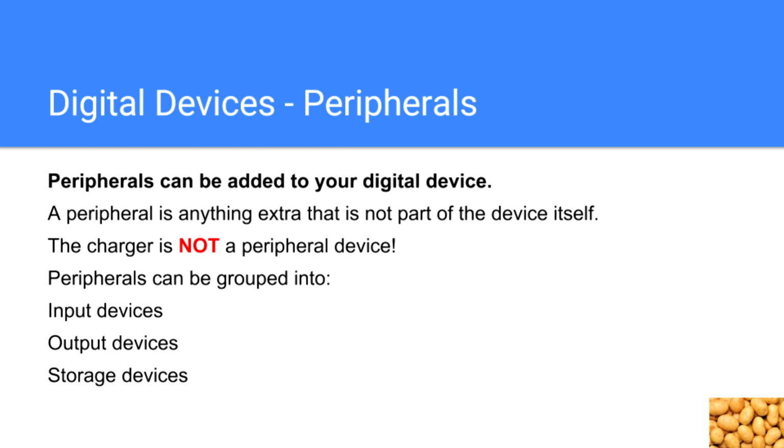Peripherals. A peripheral is an additional device that can be added to another digital device. Headphones are an example of a peripheral device, but a charger is not a peripheral device. There are three types of peripheral devices: input devices, output devices, and storage devices.